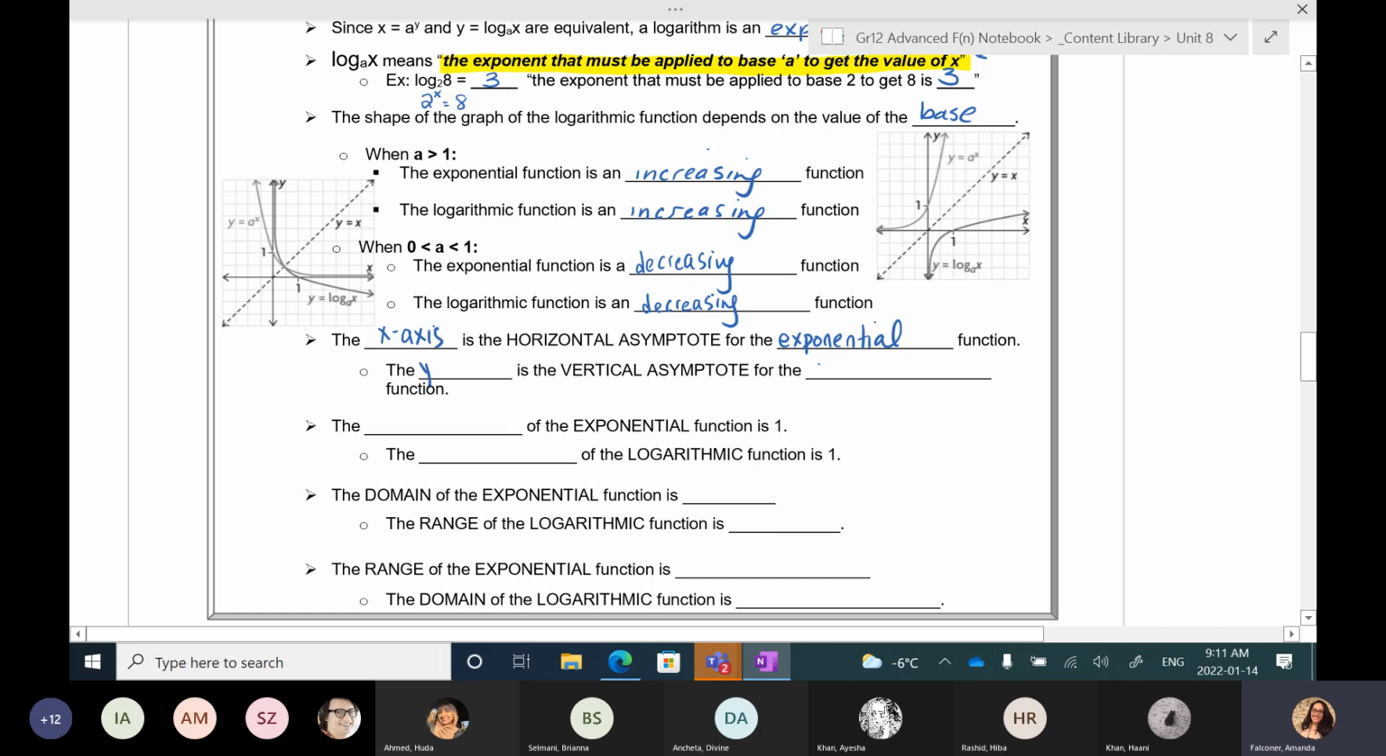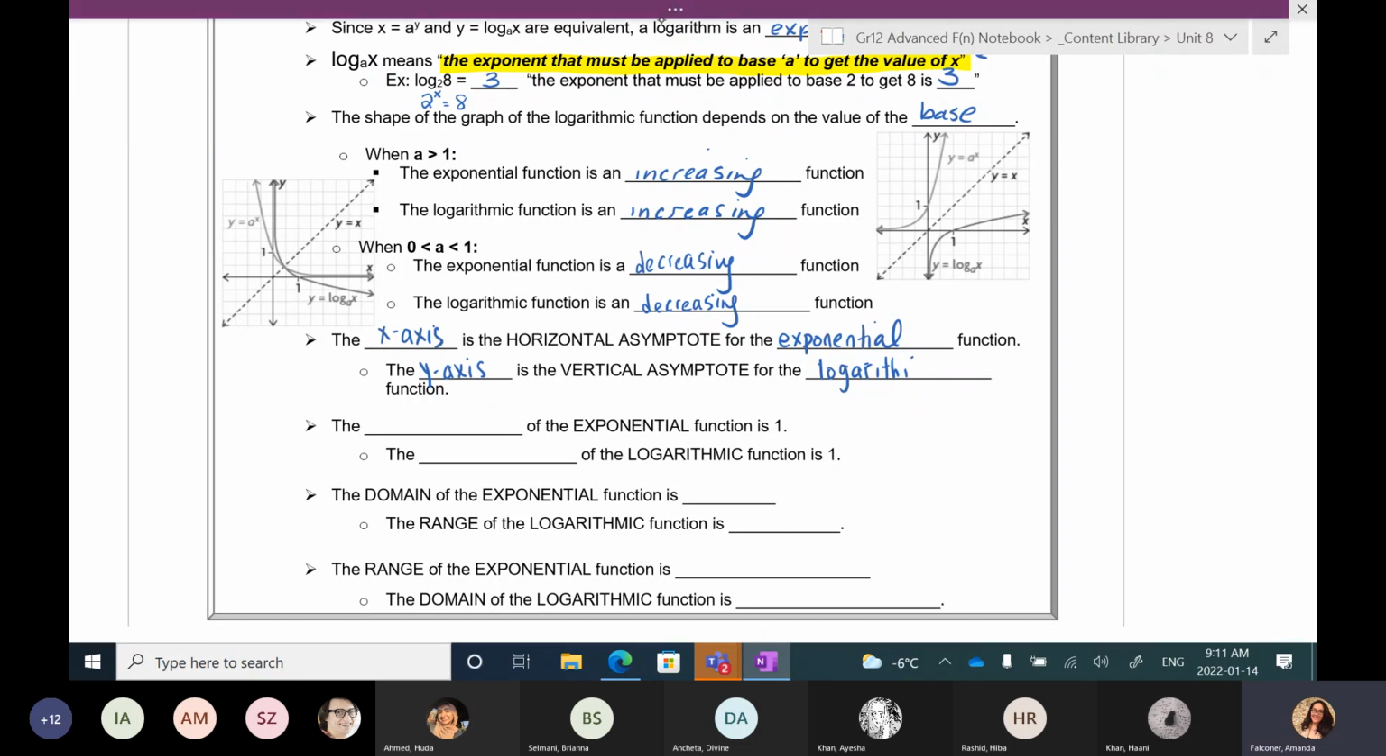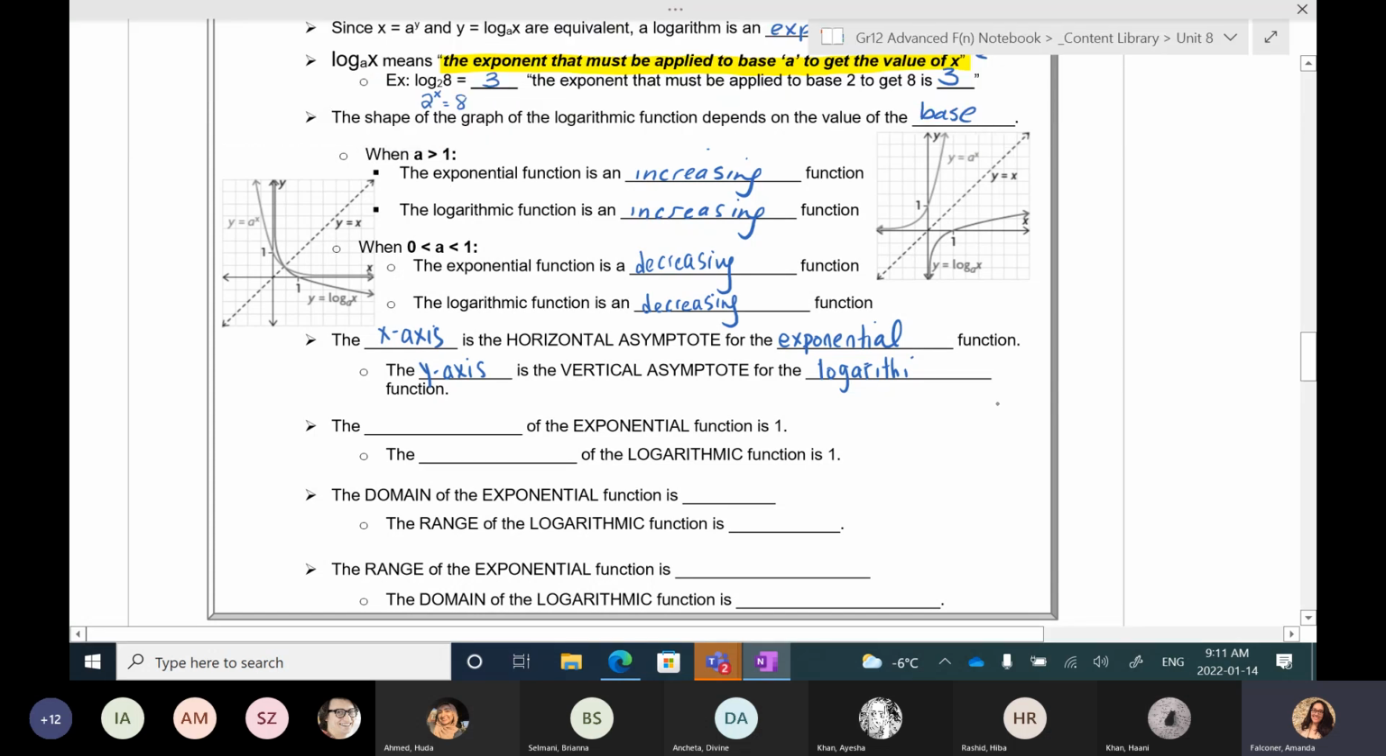The y-axis is the vertical asymptote for the logarithmic function, because really what we're talking about is that the inverse of the exponential, that new curve, is that inverse curve. The logarithmic is the inverse of the exponential. That's what we're just kind of changing the vocabulary there. The exponential is the original, and the logarithmic is the inverse. Okay.